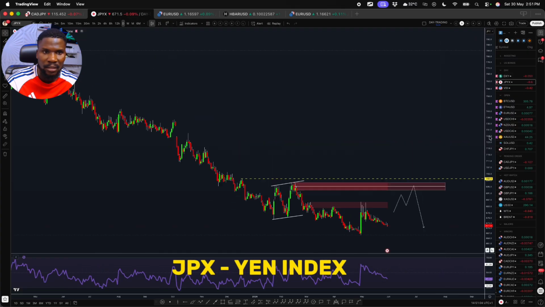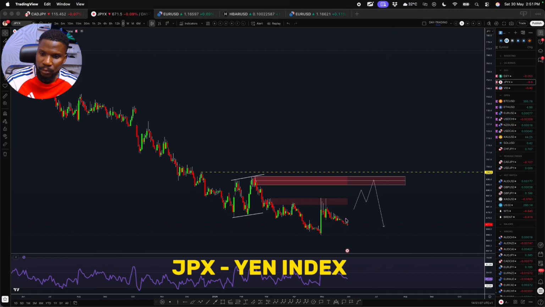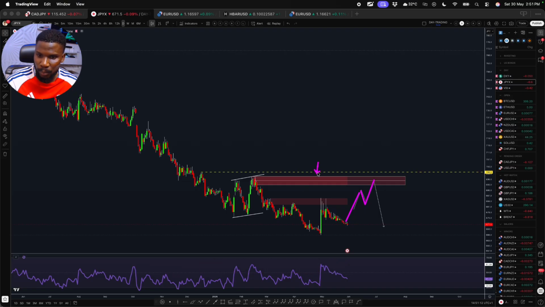On the Japanese yen index, I think we can start waiting for a corrective move to the upside like this. I want to see a correction all the way back to this particular supply zone before we expect a further drop in the price of the Japanese yen index. We had a very good start during the Japanese intervention, which happens almost every 3 years or so. The intervention happened, the market jumped, and right now we're expecting another leg to the upside.